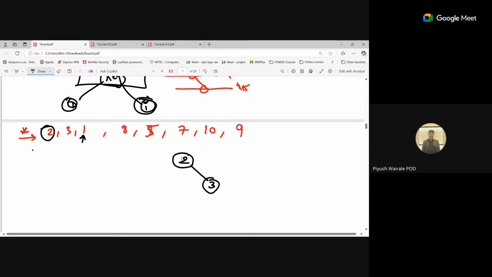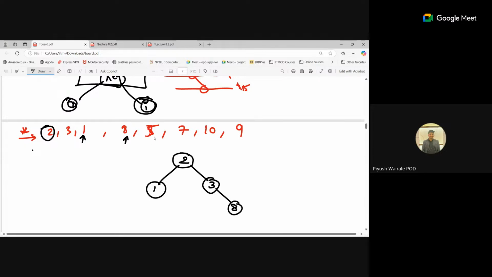Again, 1 will be where? Left. Again compare, whether 1 is greater than 2. No, so that will be on the left of 2. Now 8. Tell me where 8 will go? 8 is greater than 2, so right of 2. Again, we need to compare 8 with 3. Again, 8 is greater than 3, so again, right of 3. That will be like this.